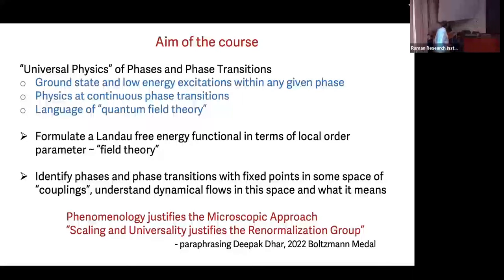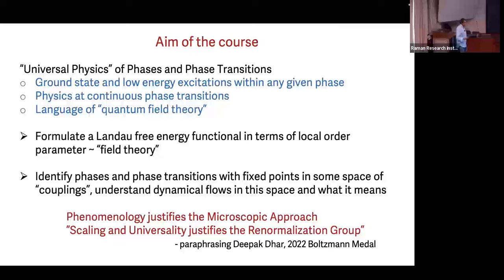So what's the aim of this course? It is to try and understand this kind of universal physics, and we'll see that the language of quantum field theory has a close connection with what we'll talk about near the phase transition. We will formulate a free energy, what's called a Landau free energy, for the problem in terms of certain local fields, these order parameter degrees of freedom, and we'll make that more precise. The resulting theory will look very much like a field theory, with fields which are slowly varying in position, not in time, because we're not talking about any dynamics here.